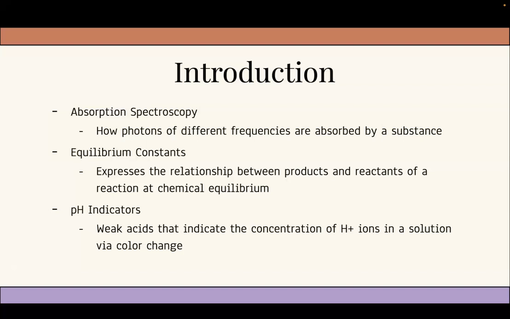Finally, pH indicators, classic acids, play a pivotal role in monitoring the acidity of solutions. These indicators undergo distinct color changes in response to fluctuations in hydrogen ion concentration, allowing us to visually assess pH levels. By comprehensively integrating absorption spectroscopy, equilibrium constants, and pH indicators, our experiment aims to unravel the intricate relationship between these concepts, offering valuable insights into chemical equilibrium and solution behavior.